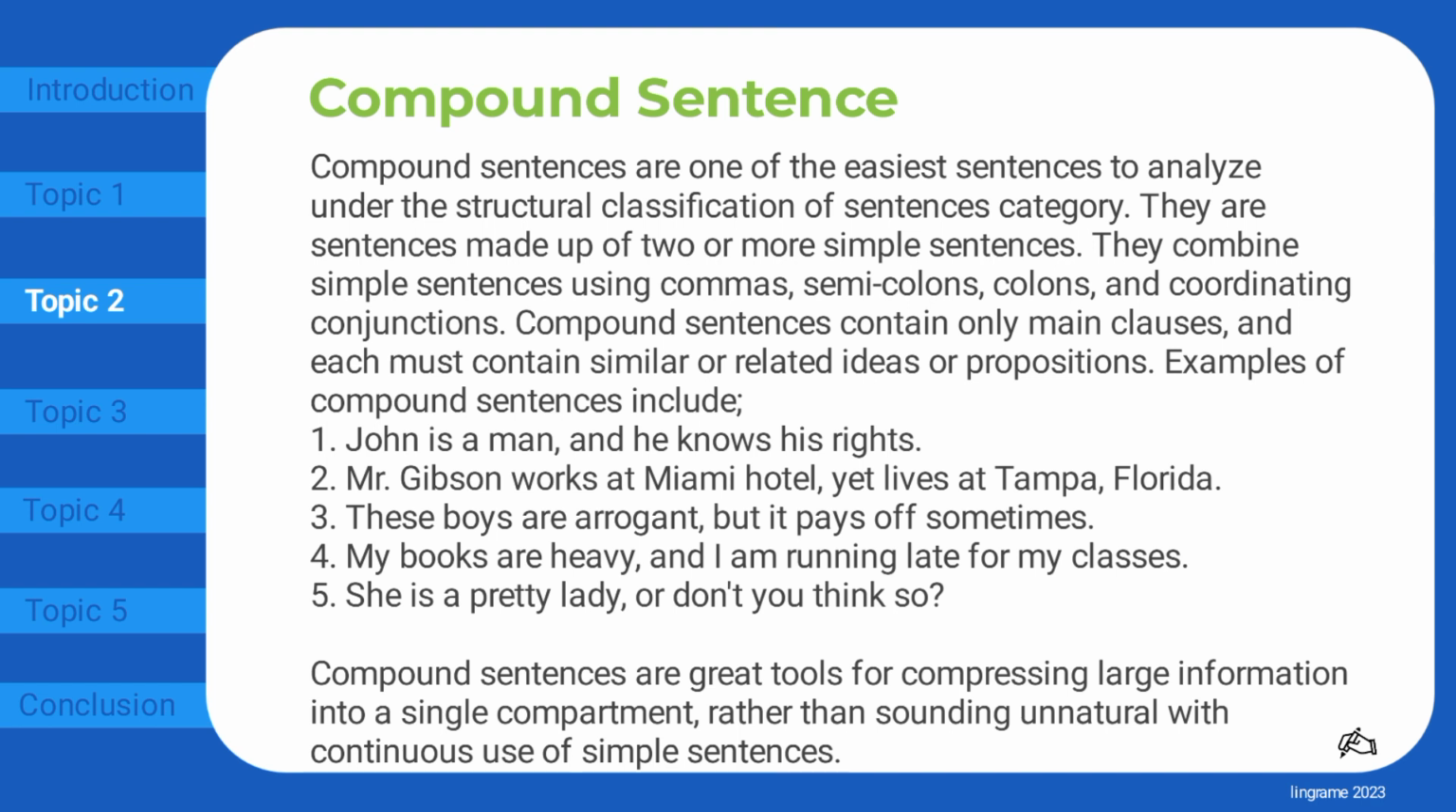Compound sentences. Compound sentences are one of the easiest sentences to analyze under the structural classification of sentences category. They are sentences made up of two or more simple sentences. They combine simple sentences using commas, semicolons, colons, and coordinating conjunctions. Compound sentences contain only main clauses, and each must contain similar or related ideas or propositions.